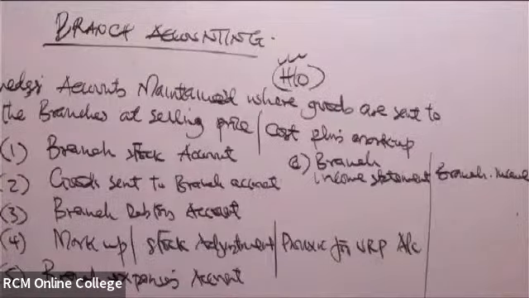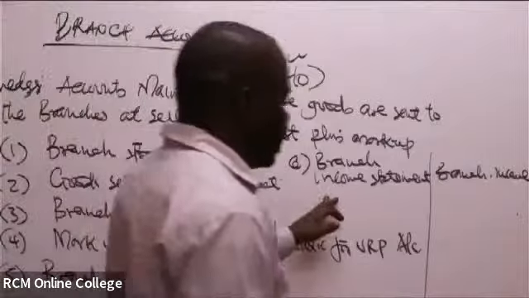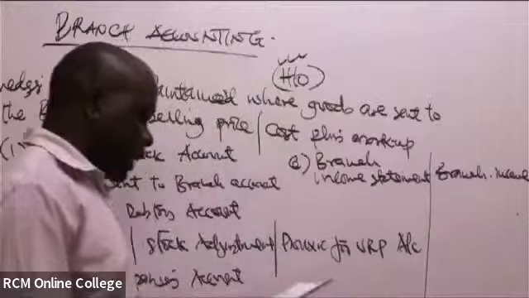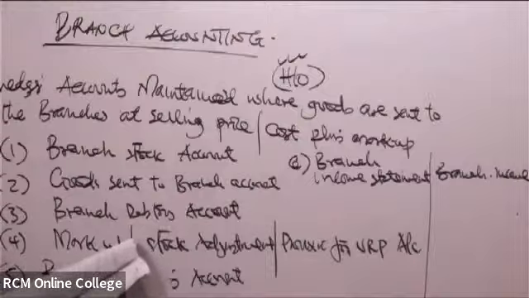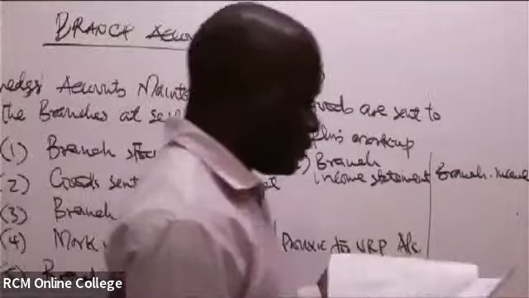A branch stock account, the goods sent to the branch account. They'll have a branch debtors account, there'll be a markup, stock adjustments, a branch expenses account, and of course, the branch income statement. These are part of the key accounts that will likely have to be maintained, with the branch accounts maintained at the head office.